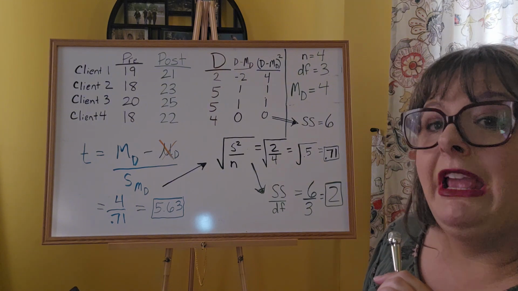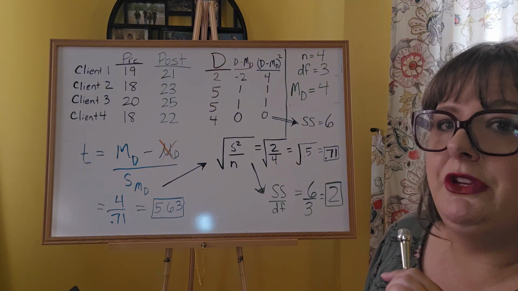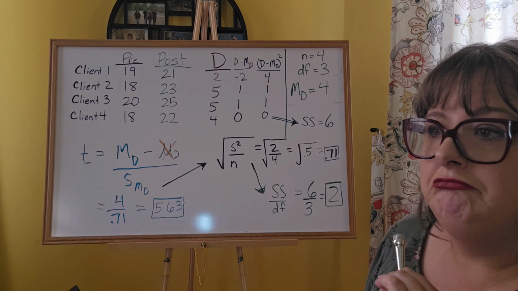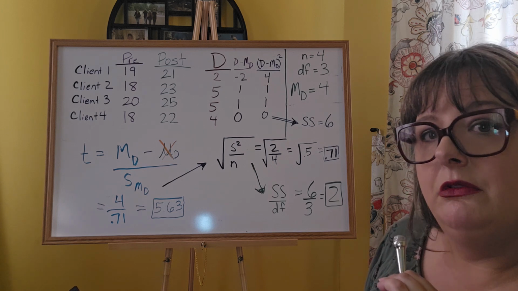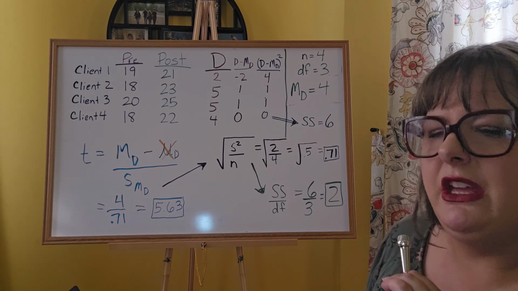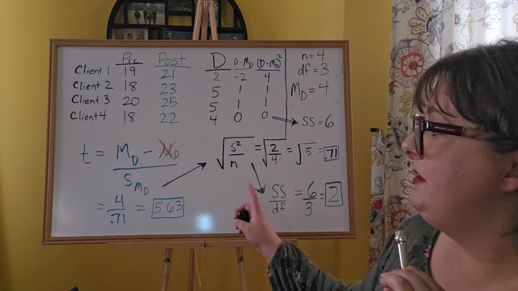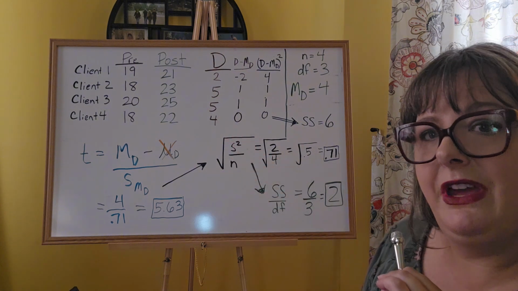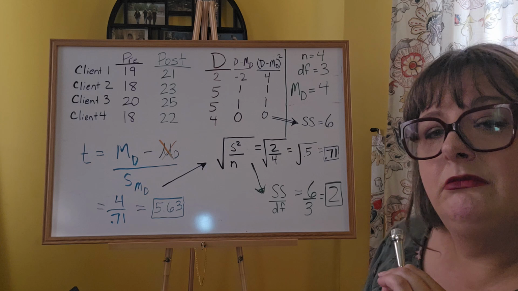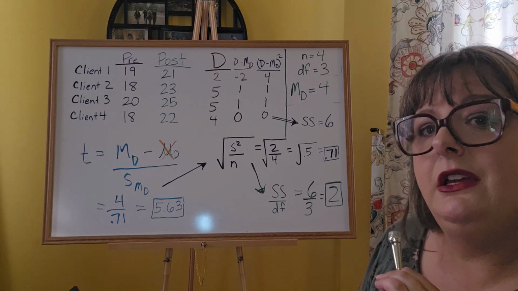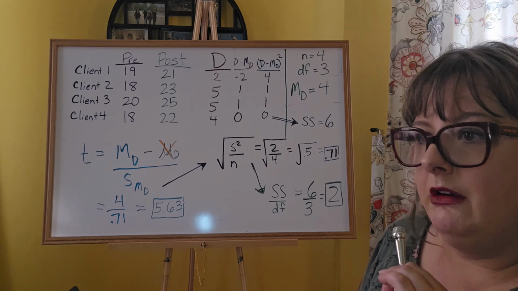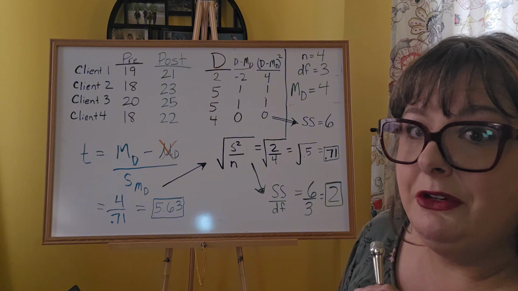All right. So that's how you do a repeated measures t-test. Now, what if you wanted to know about effect size? I'm going to do that in a separate video. All right, but you could also figure out the size of the effect in addition to whether or not it's statistically significant.